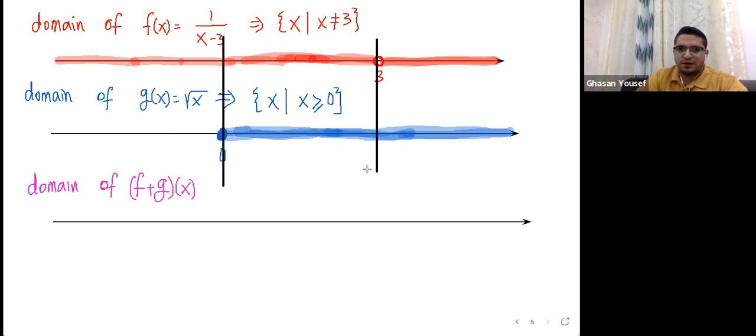We have a problem here at number 3. All numbers are in the intersection of both lines, starting from the 0, which is included. But at 3 it is an open circle, because 3 is not included in the first domain, though it is included in the second domain. So we have to keep it open. And all numbers above the 3 are included.